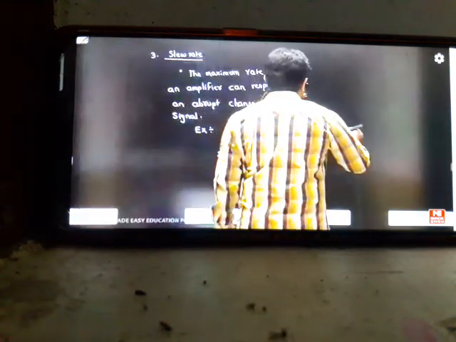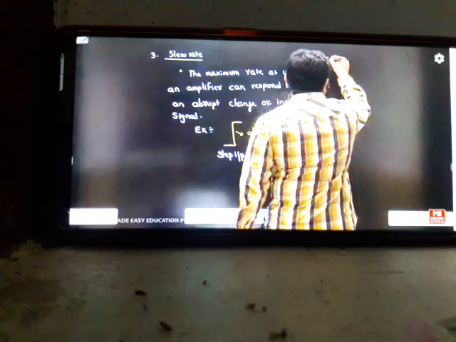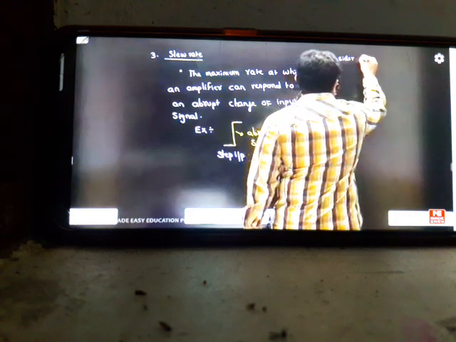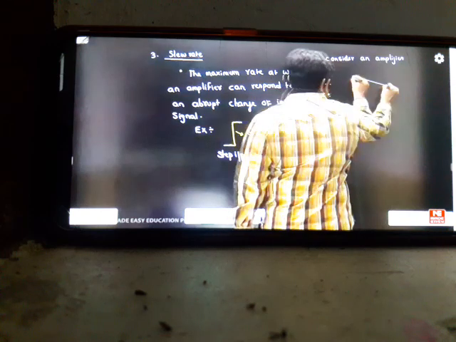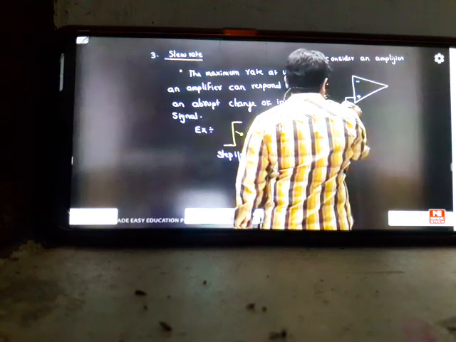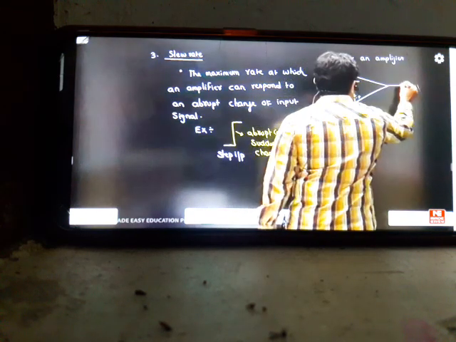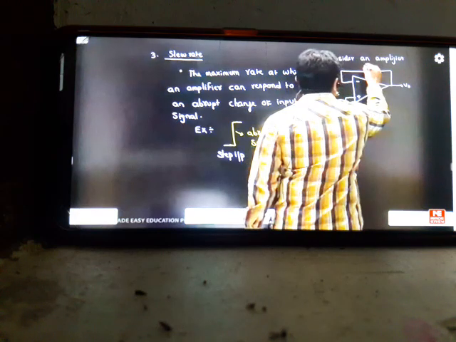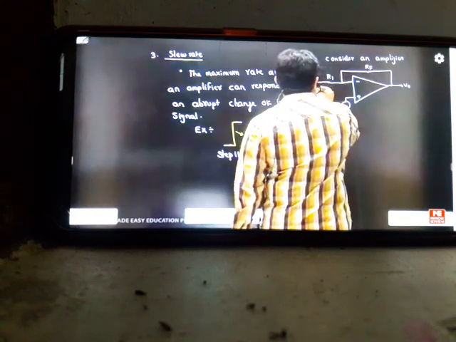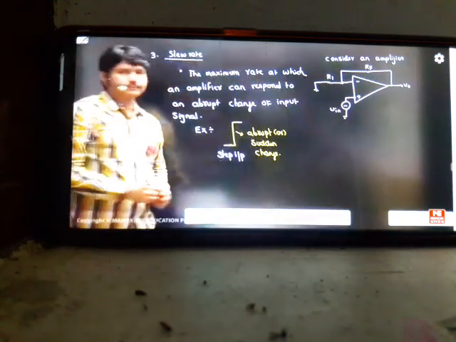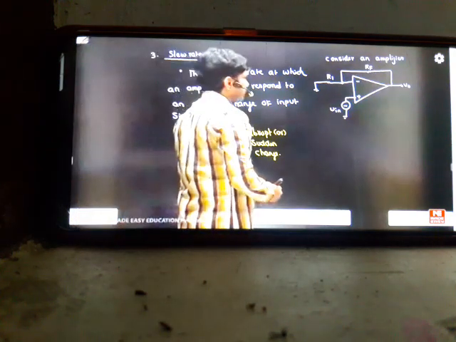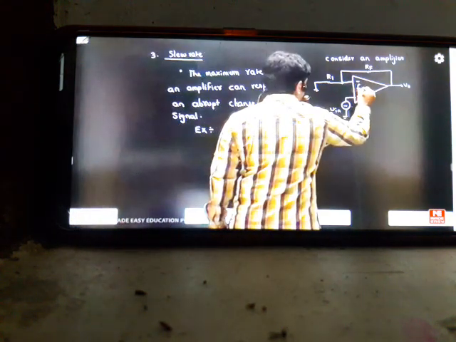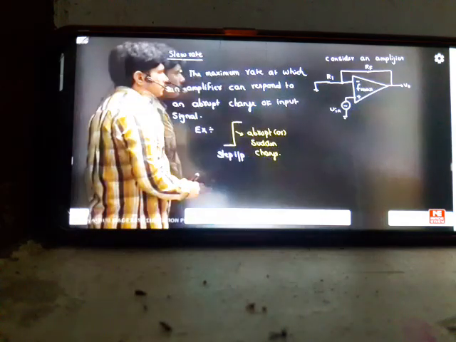Consider an amplifier like this, with minus, plus sides, input Vin, and this is your output. We have some feedback here, RF and R1. So this is the amplifier circuit I've taken. For this circuit, I want to understand how to find f maximum for this op amp: how much frequency we can apply such that the output will not get distorted.